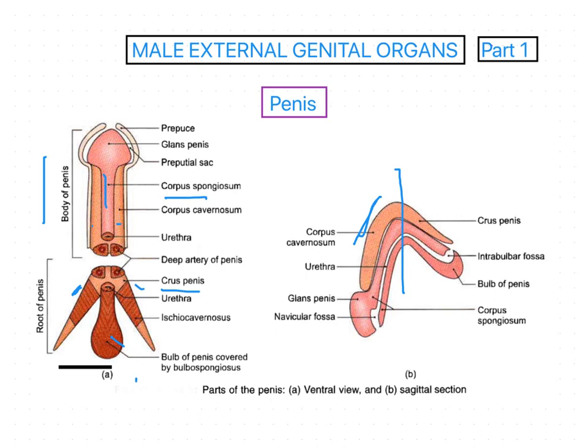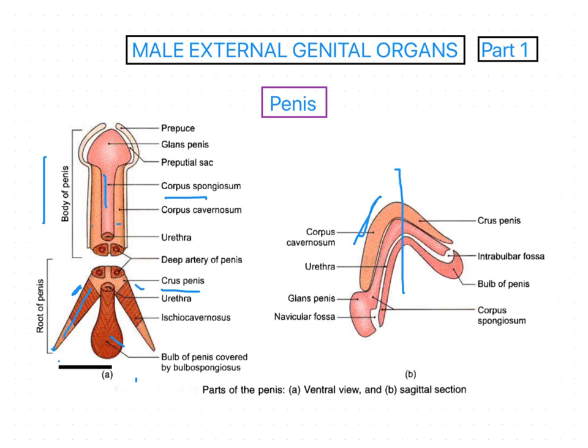Coming to the root of the penis, this is the fixed part and consists of 2 crura and 1 bulb. They are all erectile tissue and are situated in the superficial perineal pouch. Now coming to the crus penis. This crus penis is an elongated cylindrical structure.